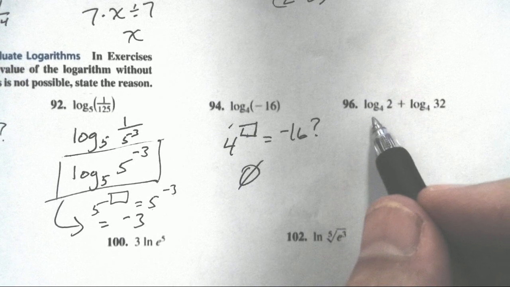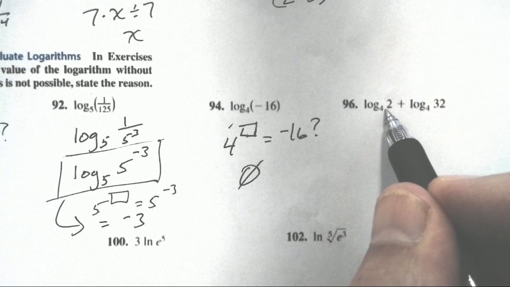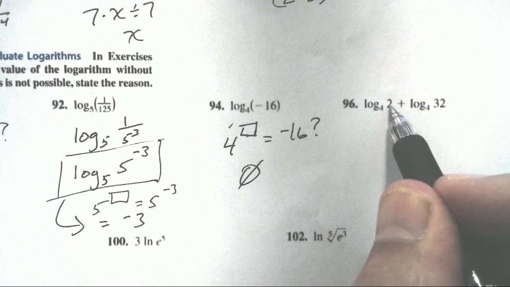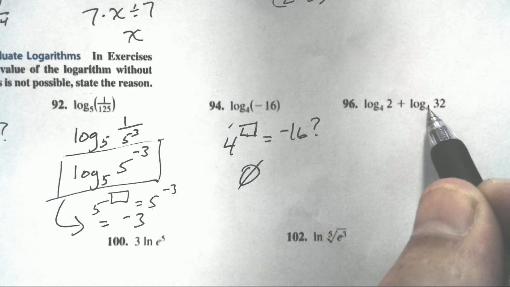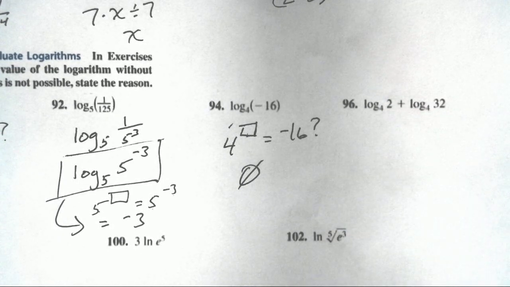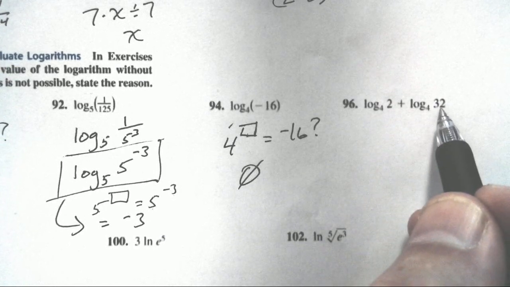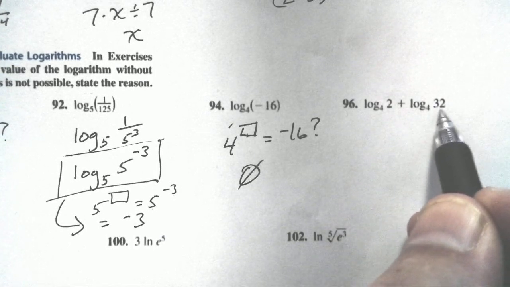Now, the next one. We could come up with the exponent that turns 4 into 2, because the square root of 4 is 2, or that is 1/2. We could probably do the same with 32. 4 and 32 are somewhat cooperative, but 32 is not an exact power, not an integer power of 4.